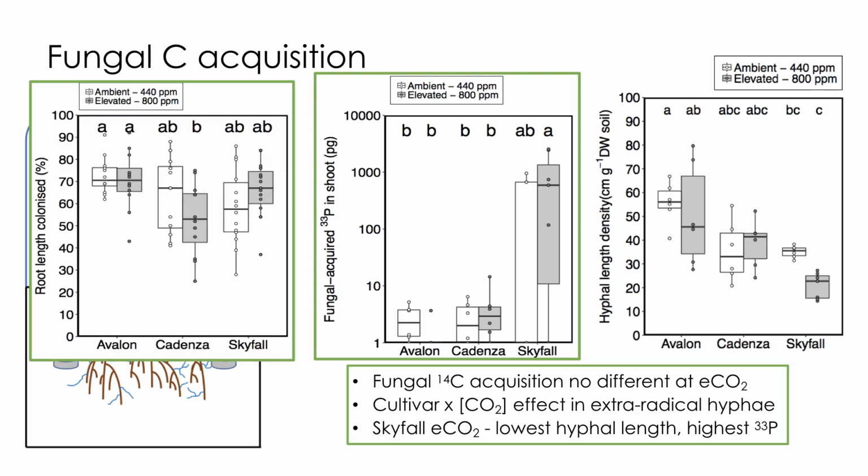And what's more, it's doing it with similar amounts of fungi in the roots as well. So it's a suggestion maybe that the fungi that this Skyfall cultivar is associating with, something about this cultivar means that it's got a more efficient phosphorus uptake mechanism through its hyphae.